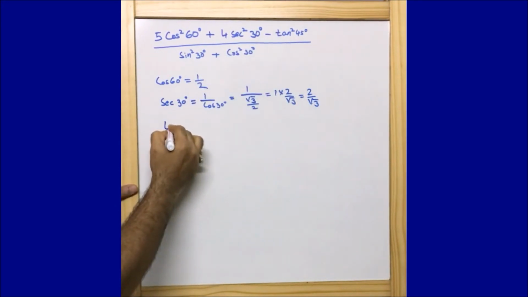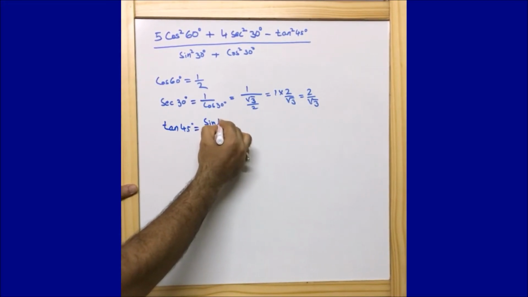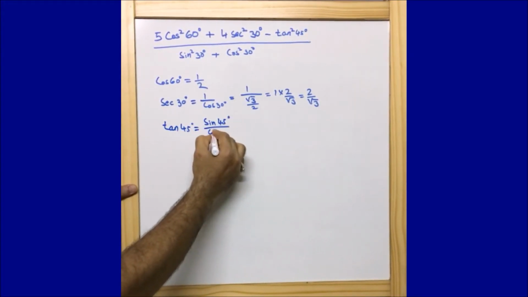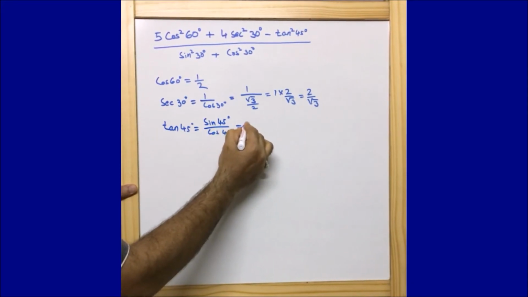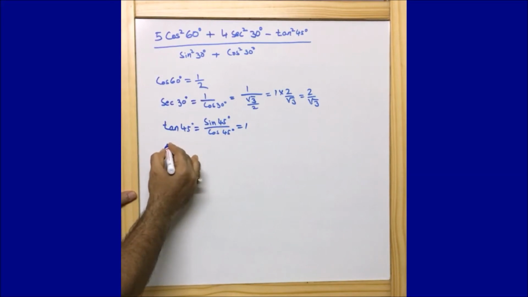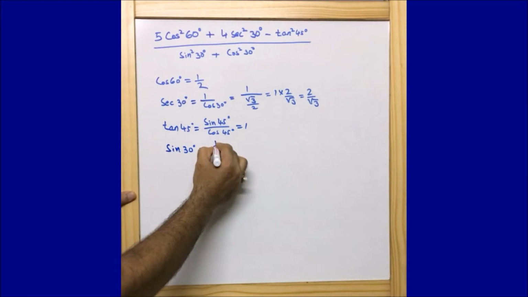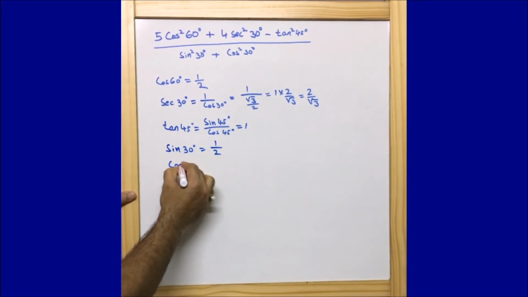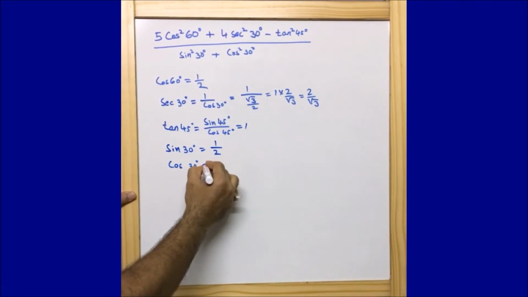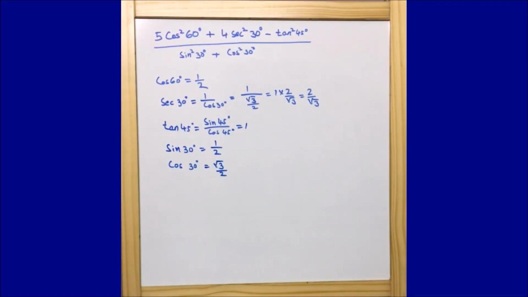Now tan 45 degree is nothing but 1, but how can we get the result? Sin 45 degree by cos 45 degree is equal to 1, because if you solve 1 by root 2 into root 2 by 1, we will get 1. Similarly, sin 30 degree is equal to 1 by 2, and cos 30 degree is equal to root 3 by 2. Now let us put down the values here in this table.